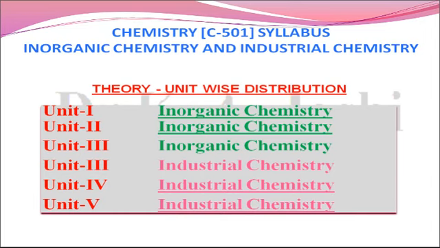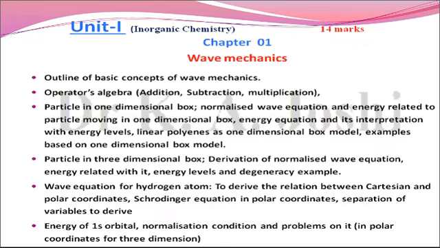Friends, you see the underline in Unit 1, Unit 2, Unit 4 and Unit 5. The underline suggests that Units 1, 2, 4 and 5 contain only one chapter. From the exam point of view, Units 1, 2, 4, 5 are very important because there is only one chapter in each unit, and the weightage of the marks is 14 marks. That's why the underline. So Unit 1 Inorganic Chemistry, the name of the chapter is Wave Mechanics.